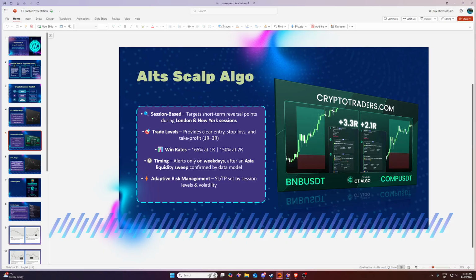In terms of win rates, it's about 65% for the 1R scalps. We have a few coins that are set to that parameter, so that includes NEAR, XLM, XRP. And then we have most of the other coins at a 2R target, and that's around a 45 to 50% win rate. So just keep that in mind when you're choosing the risk level and position sizes.